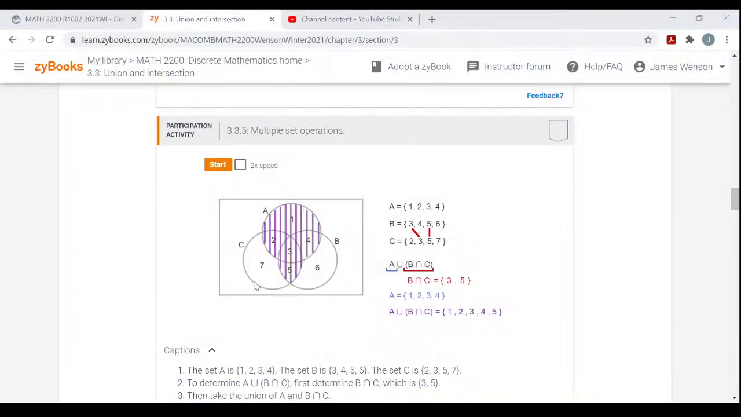And that's exactly what they're showing here. But again, their orientation's a little different than mine. But it's all of set A, and then this little part with number 5 in it that is part of the overlap between B and C.